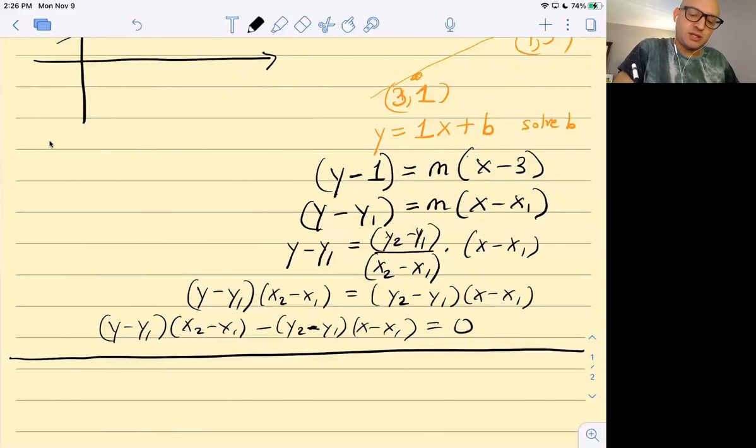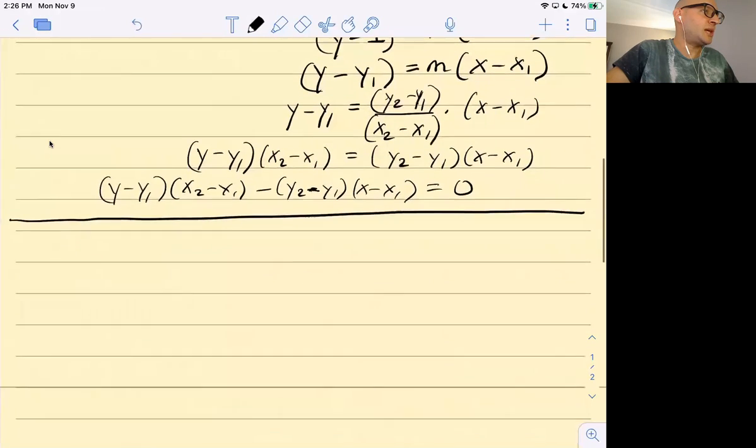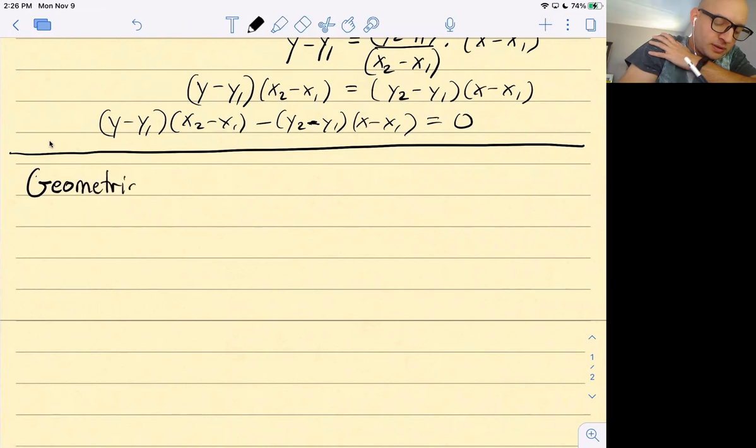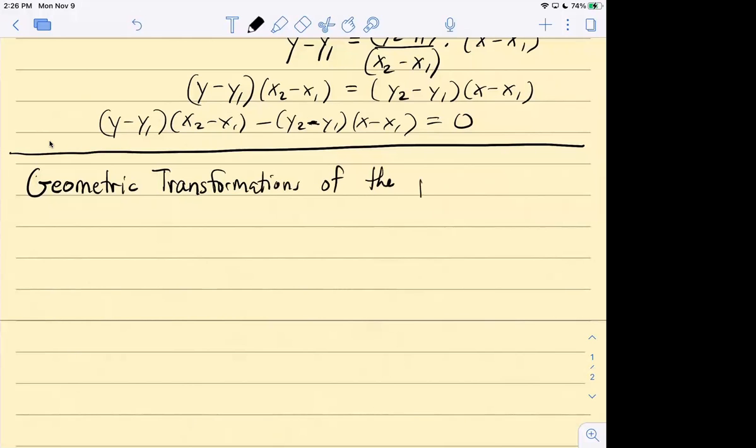Now I'm gonna shift gears a little bit, and we're gonna do a little bit of geometry. So let's first talk about geometric transformations. Transformations of the plane.